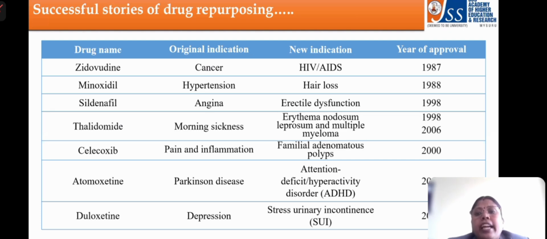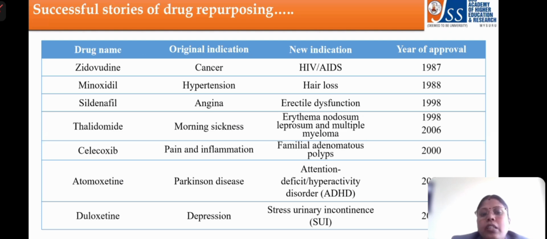It started in the year 1987 itself. Zidovudine: the original indication was cancer, actually as an anti-metabolite. Now it is used for HIV and AIDS. Then minoxidil, we know very well, is an anti-hypertensive drug, but it is used for the treatment of hair loss. Then sildenafil, which we have just seen, and thalidomide, which was used for morning sickness and as a sedative, but now is used for ENL and multiple myeloma.